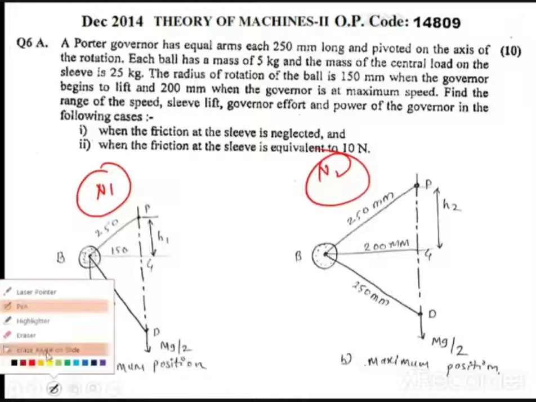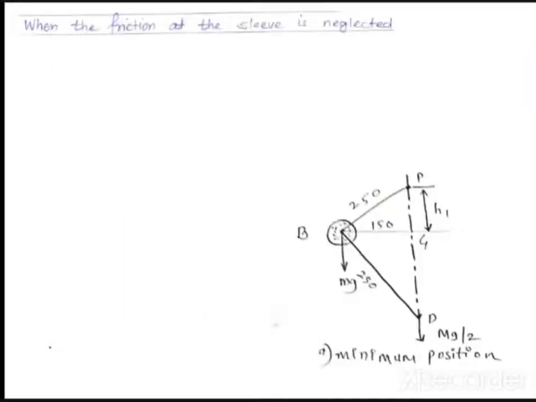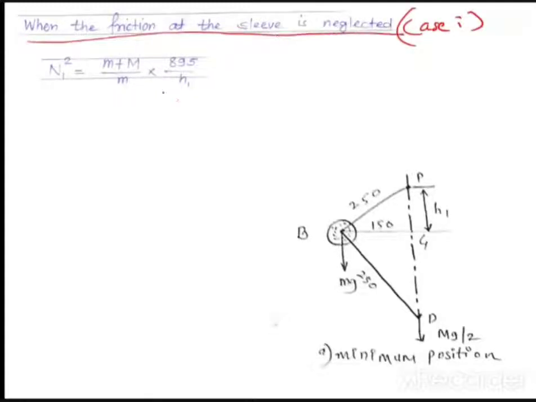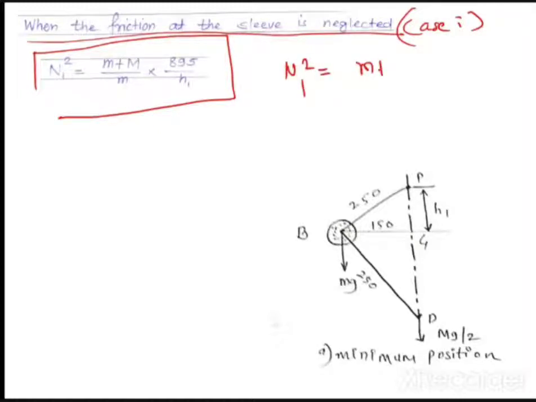Now tell me how will you solve next? Okay, so we will solve first for minimum position. We will take case number 1 first of all, that is the friction at the sleeve is neglected. So what is the formula when the friction at the sleeve is neglected? Basically this formula is like this, na? N1 square is equal to (small m plus capital M) divided by 2, times (1 plus q) divided by small m, and into 895 upon h1.